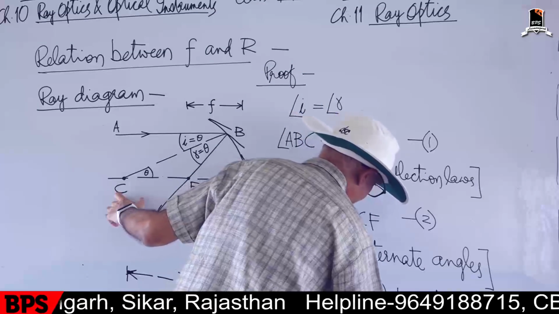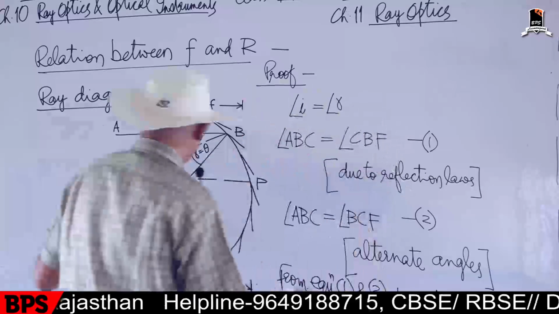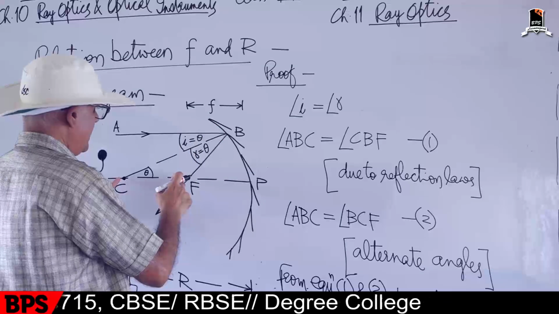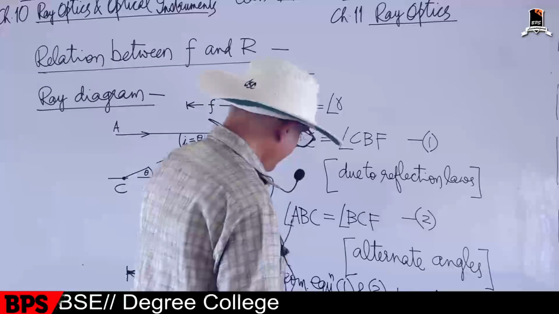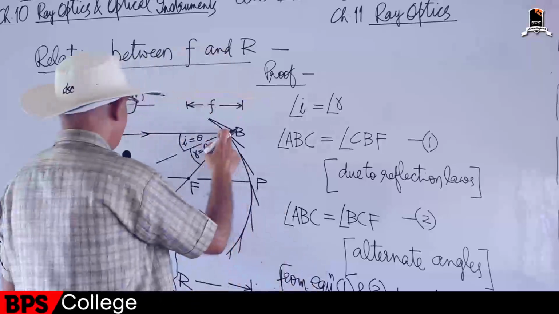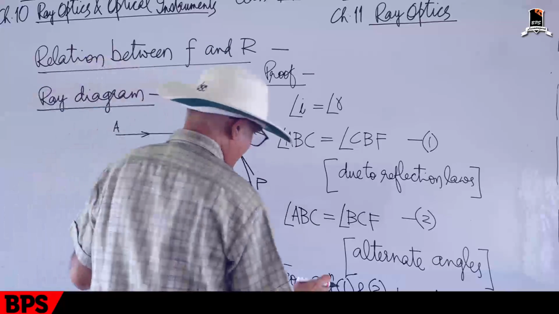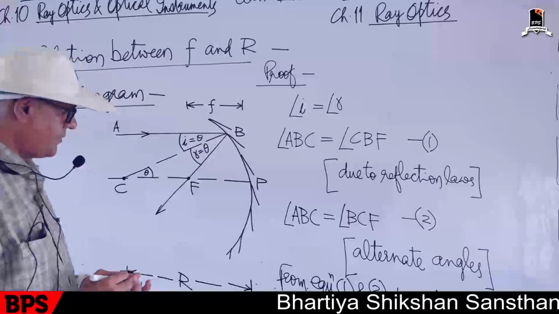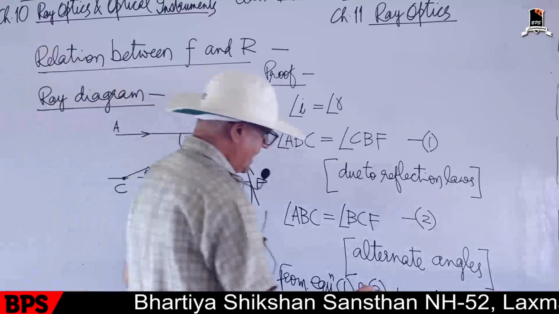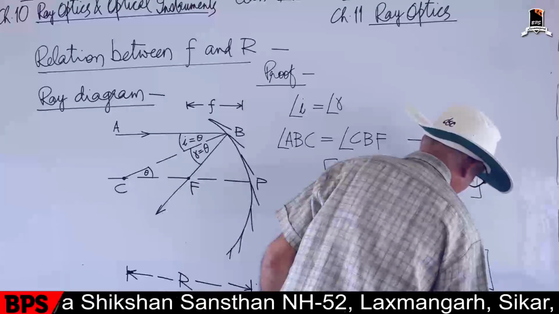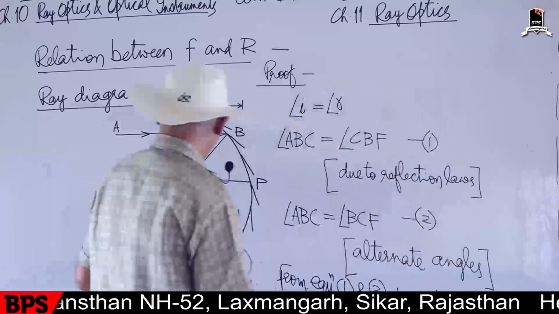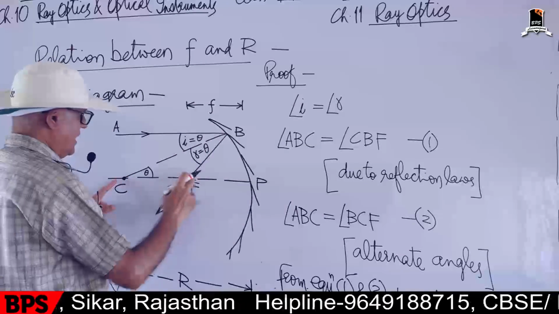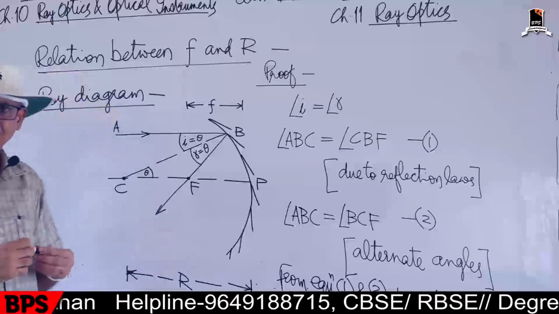These two angles are shown in the diagram as theta. This is theta, this is theta. CBF is theta, and the other angle BCF is also theta. So from this third equation we can say that this triangle CFB is isosceles.